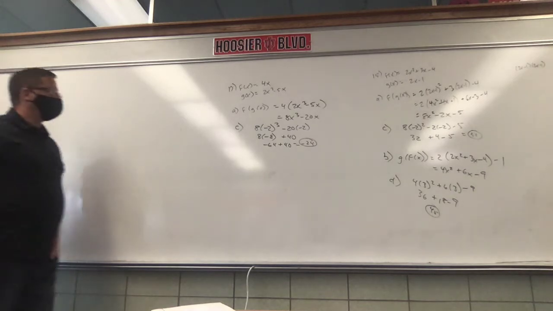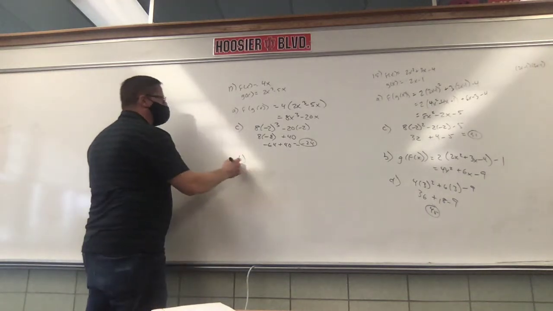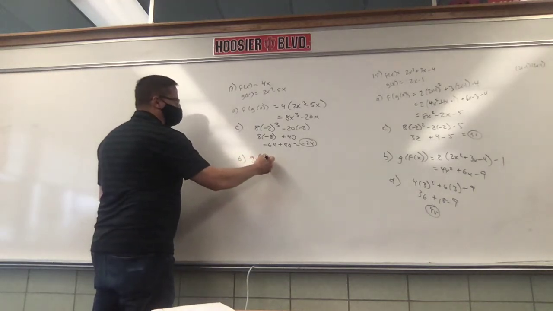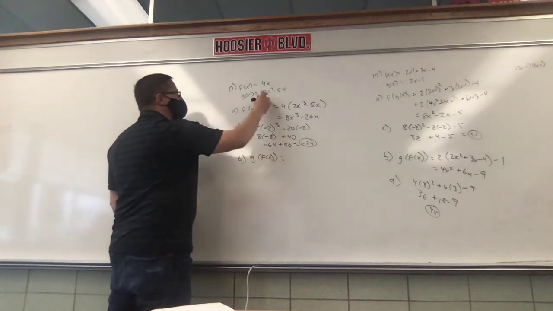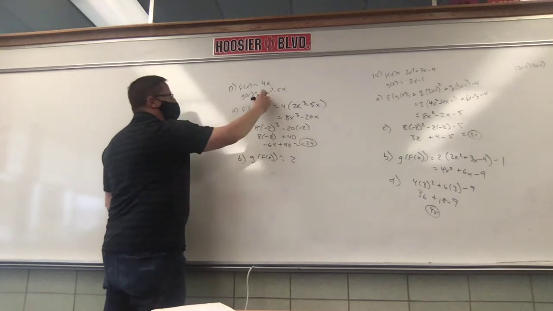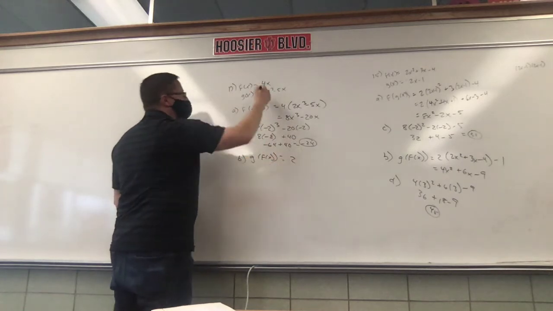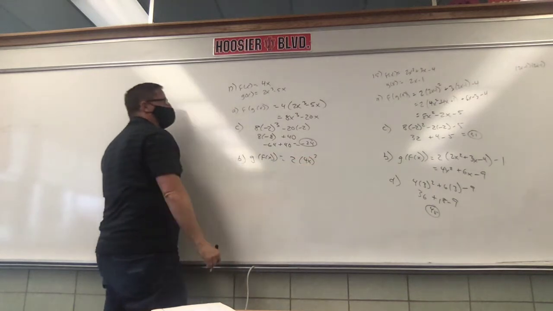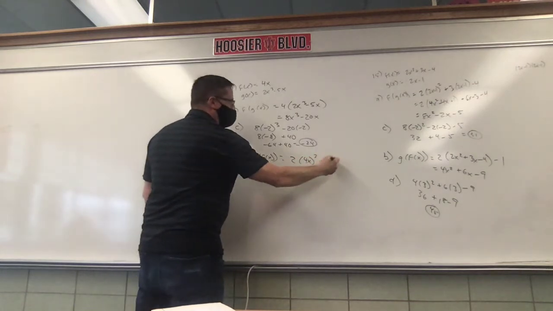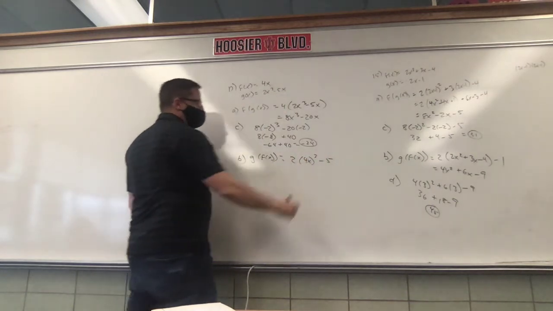Okay, part B, we start writing the g function and plug f into it. I see 2. Oh, there's an x. We plug in what x is, or what f of x is, 4x. So 2 parentheses 4x, then cubed, minus 5. Oh, there's another x. Plug in 4x again.